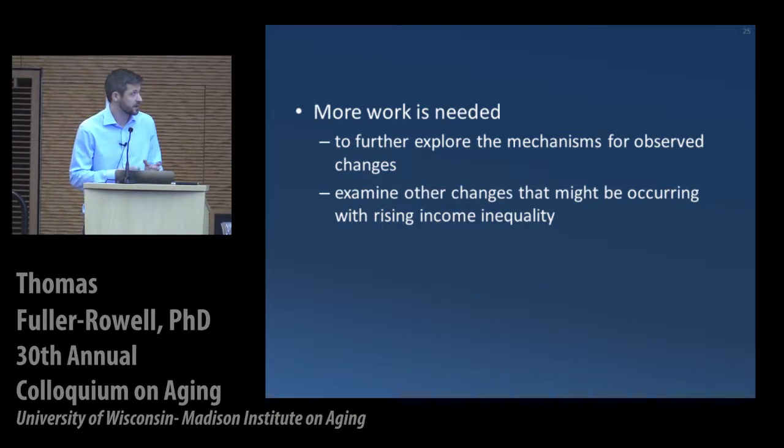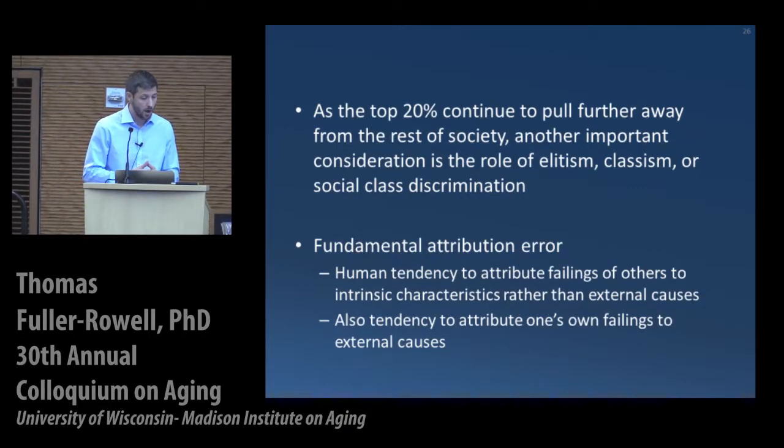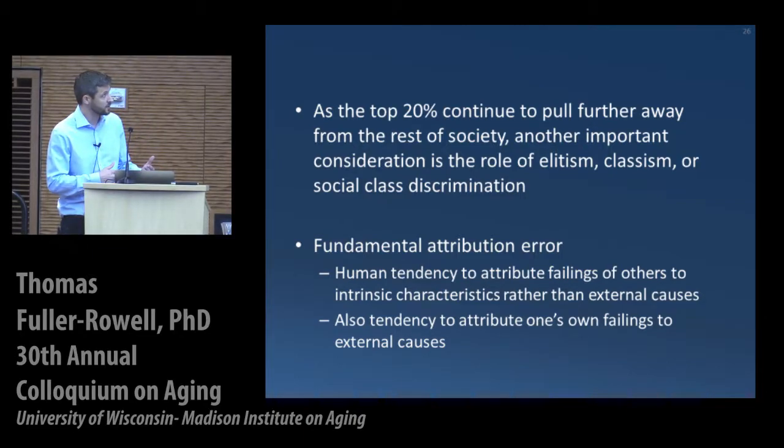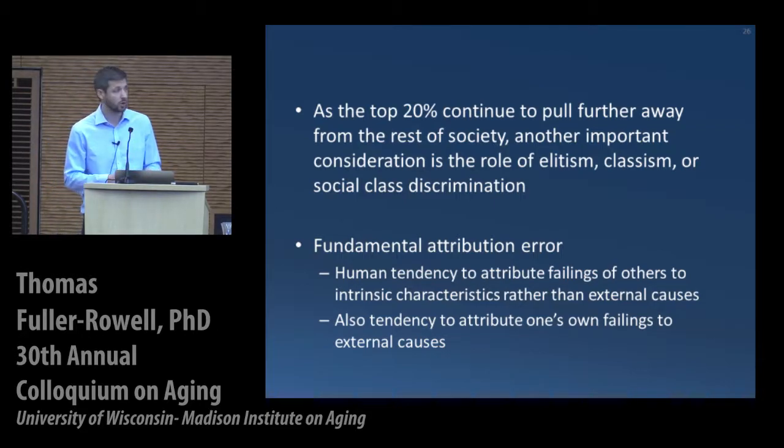But it will also be important to examine lots of other changes in society that might be occurring with rising income inequality. As the top 20% continue to pull away from the rest of society, another important consideration is the role of elitism, classism, and social class discrimination. In social psychology, there's a phenomenon called the fundamental attribution error. This is the human tendency to attribute the failings of others to intrinsic internal characteristics of the individual rather than external situational causes. And there's also a tendency to attribute one's own failings to external causes.